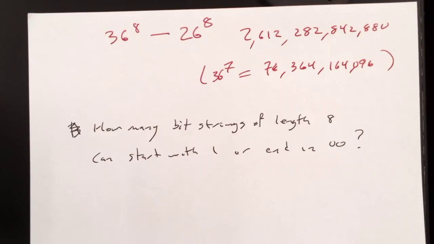This sounds like a really rigged question. It is. But the idea is not unique to this. This is still an or question, right? Can they start with 1 or end in 00? Well, if I'm gonna play the game we played before, I'll count how many things can start with 1, and I'll count how many things can end in 00, and I'll add them.